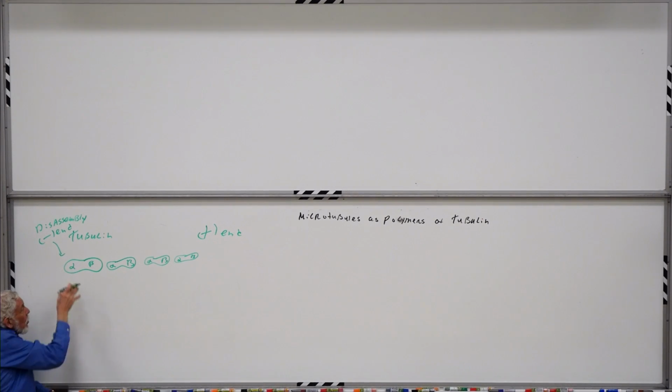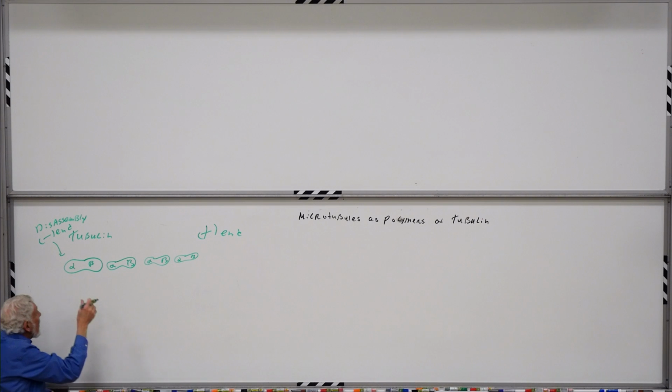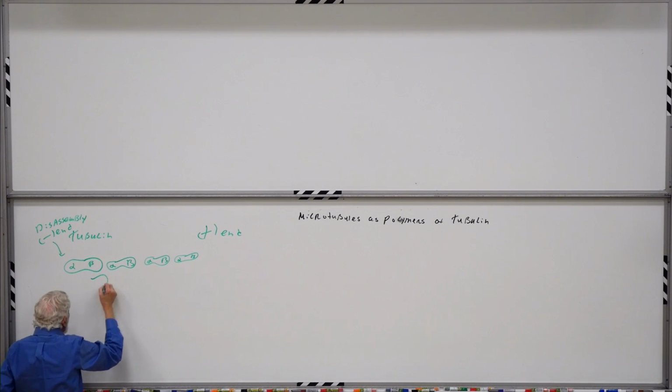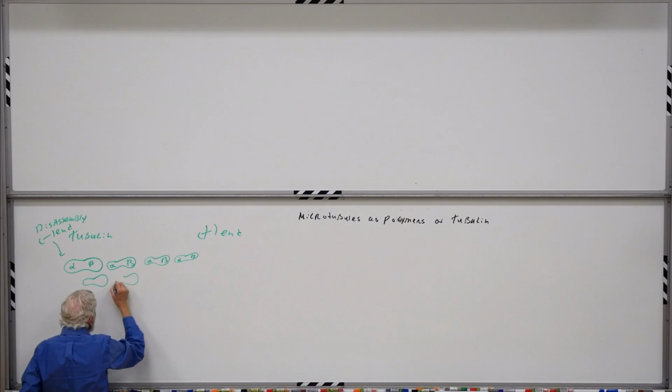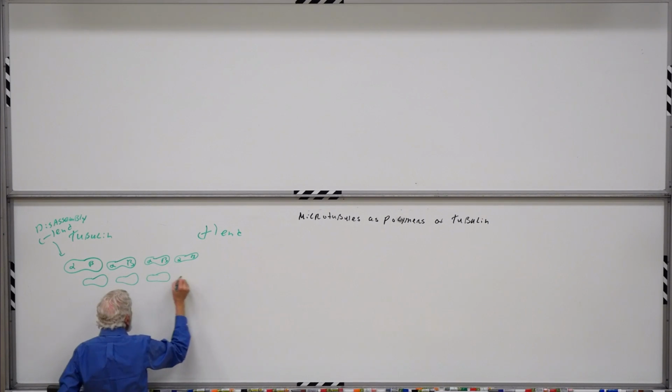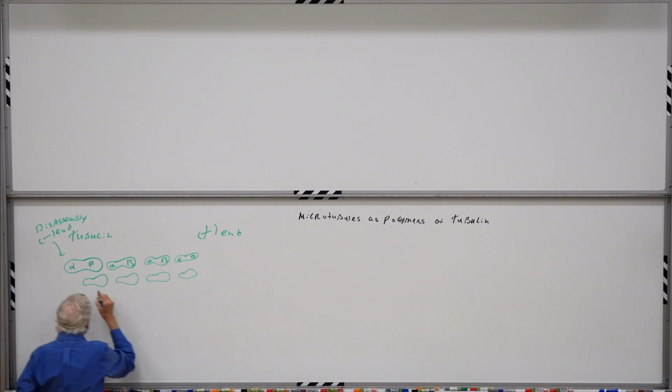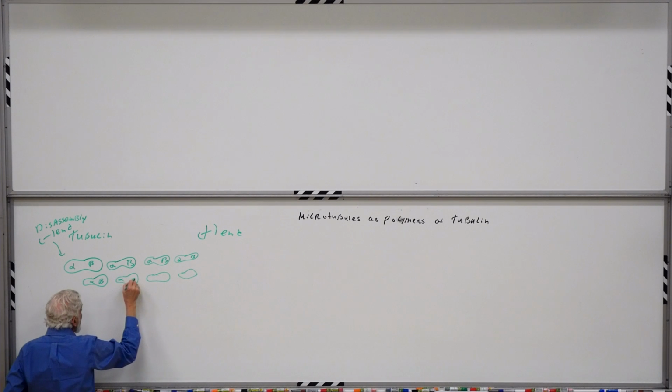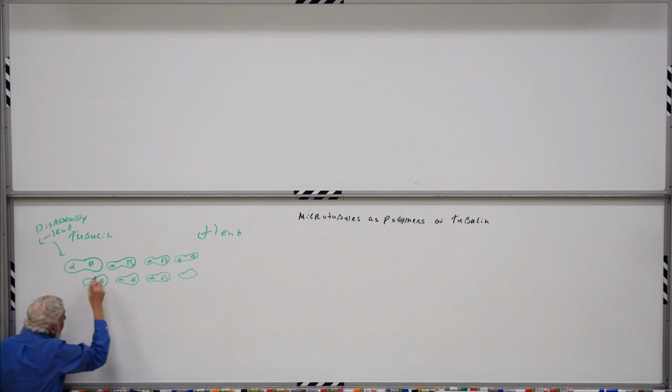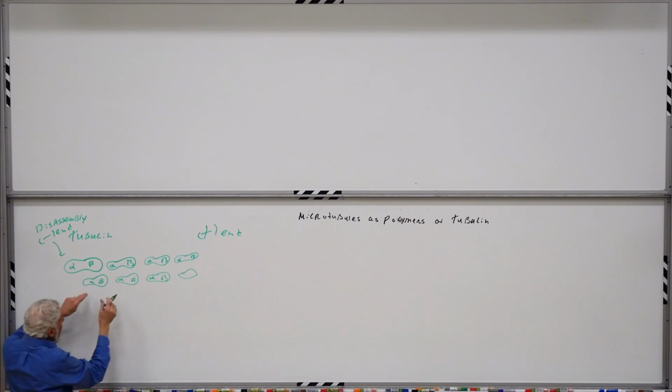Now, in addition to this ability to link end to end, these tubulins have the ability to link side to side. They're always oriented alpha beta, alpha beta, alpha beta. But now they're linked side to side, and they're usually offset by a little bit.